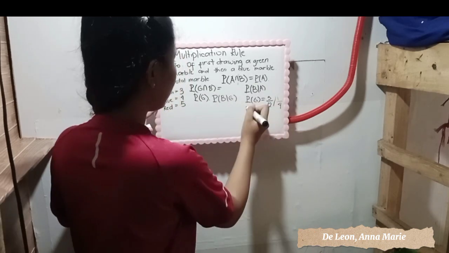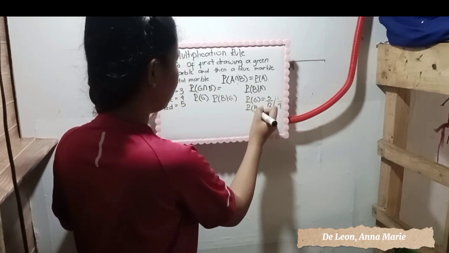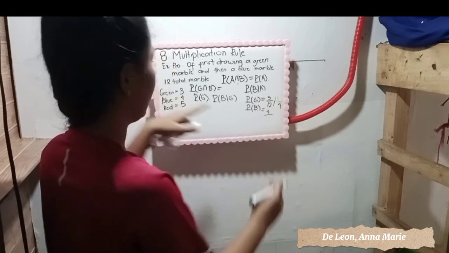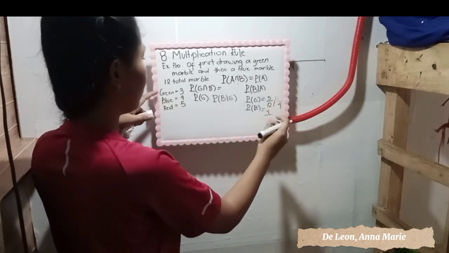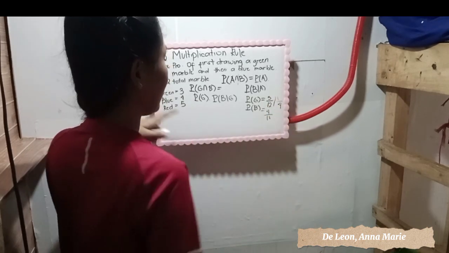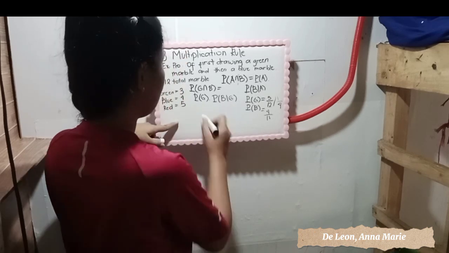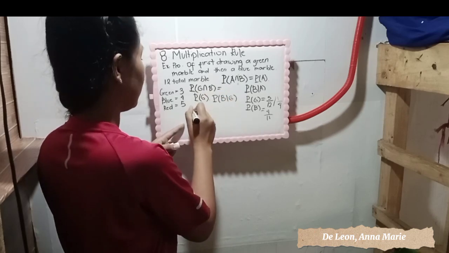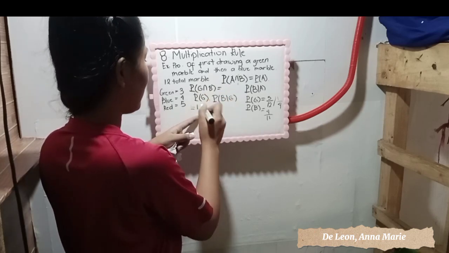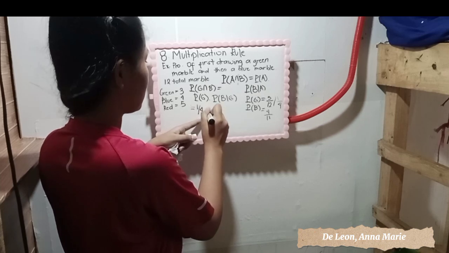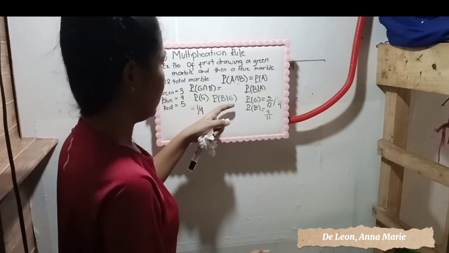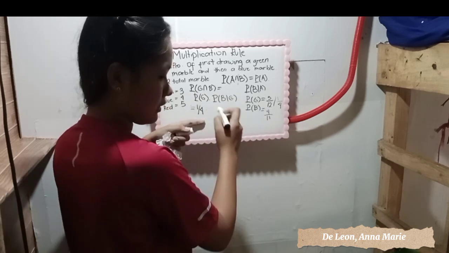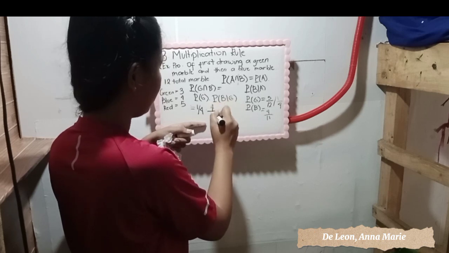So the probability of blue marble is equal to 4 over 11, because we already drew one marble, so we only have 11 left. So the probability of green intersection blue is equal to 1/4 times the probability of blue given green, which is equal to 4/11.